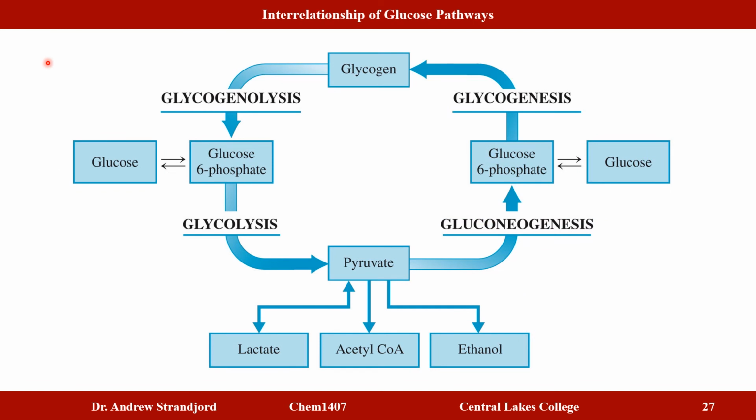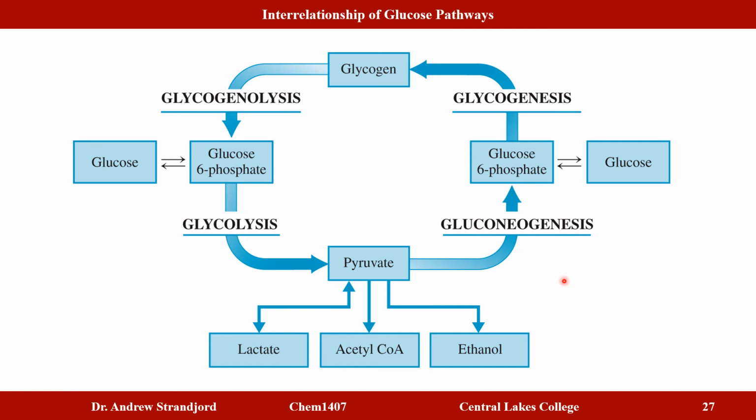This following diagram shows the interrelationships of the different glucose pathways. For example, if I start with glucose, I then can form glucose 6-phosphate, which can go through the glycolysis process to make pyruvate. I have pyruvate, I can go through the gluconeogenesis process to reform glucose 6-phosphate, which can go on to form glucose, or it can go on to the glycogenesis process to start forming glycogen. I have glycogen, which is a storage type of polysaccharide, which can then undergo glycogenolysis to reform glucose 6-phosphate, which can then form glucose again.